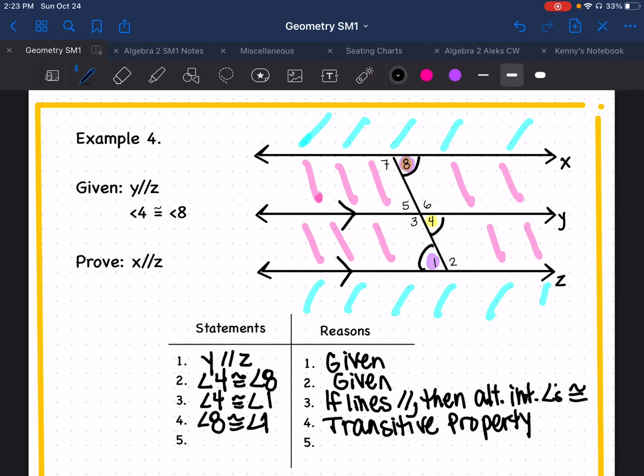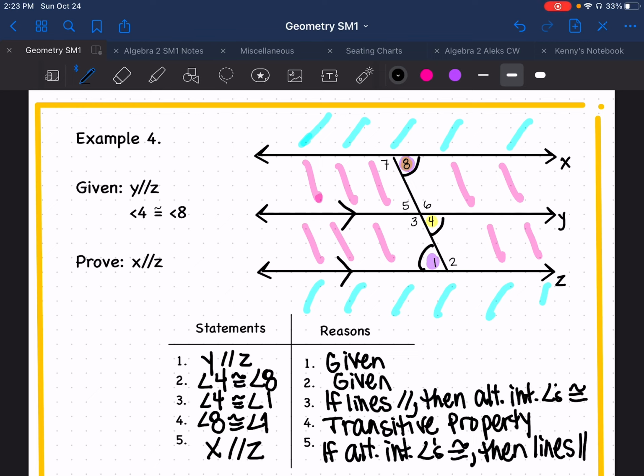So I can say that line X is parallel to line Z because if my alternate interior angles are congruent, then my lines are parallel. Notice once again, the statement says parallel. The last part of the reason, the second part, has to also say parallel.